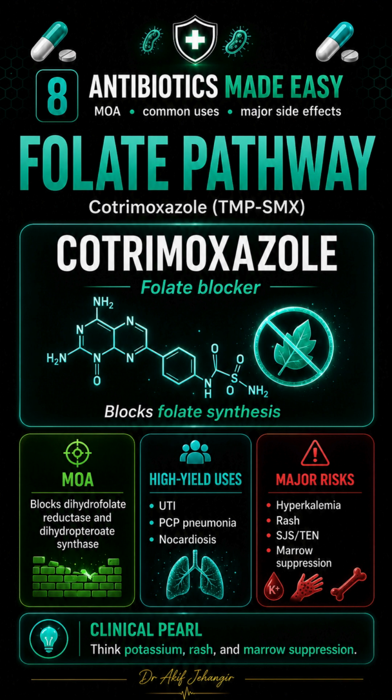Now let us move to the folate pathway. Cotrimoxazole, or TMP-SMX, blocks folate synthesis by acting on two steps of the folate pathway. Clinically, it is commonly remembered for urinary tract infection, pneumocystis jirovecii pneumonia, and nocardiosis. The major side effects are hyperkalemia, rash, SJS/TEN, and marrow suppression. So the pearl is very simple. Whenever you see cotrimoxazole, think potassium, rash, and marrow suppression.